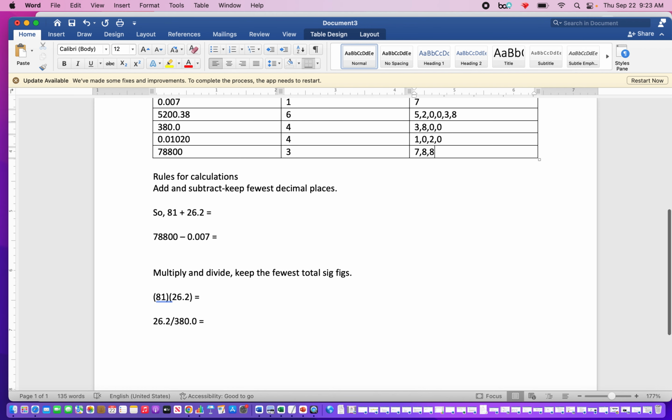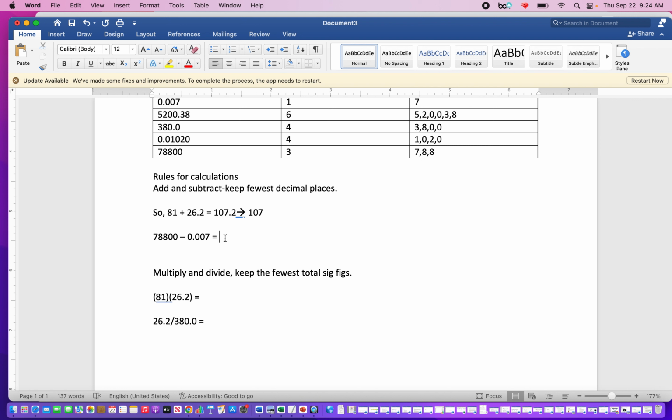Okay, so if we want to do calculations, add and subtract, you keep the fewest number of decimal places. So 81 plus 26.2, I punch that in my calculator, and I get 107.2. But I should only have 0 decimal places because the 81 has no decimal places. So I'm going to round this one to 107.